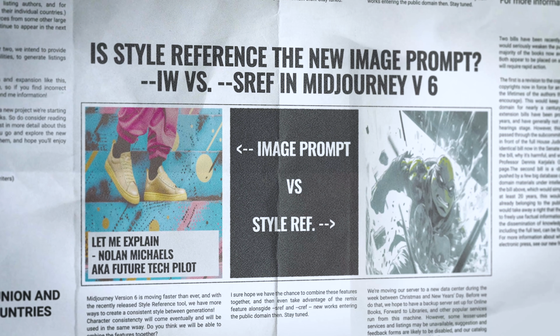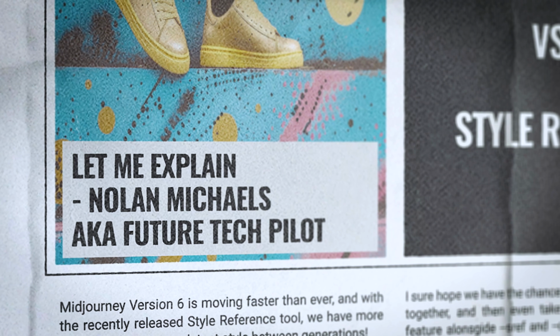Midjourney recently released a new feature called Style Reference, and I got some comments wondering what the real difference was between this and image prompting. So, I'm going to try to explain this in 3 different ways. I'm not sure which one is going to make the most sense to you, but I hope one of them clicks. I'll start with a math metaphor.